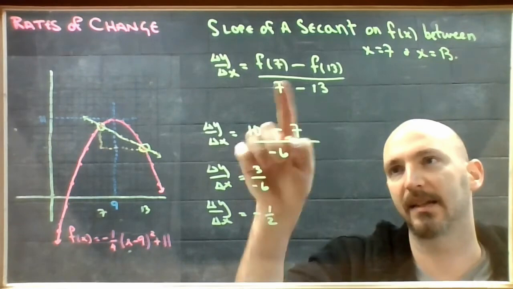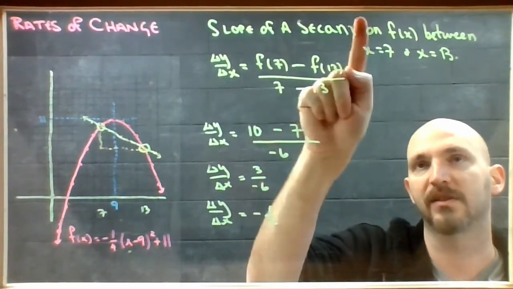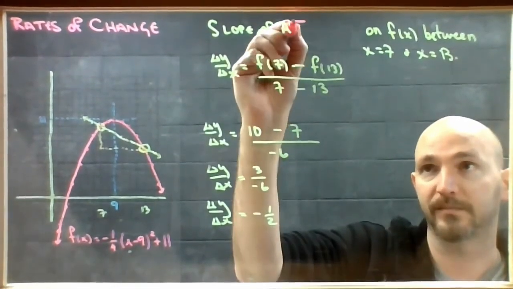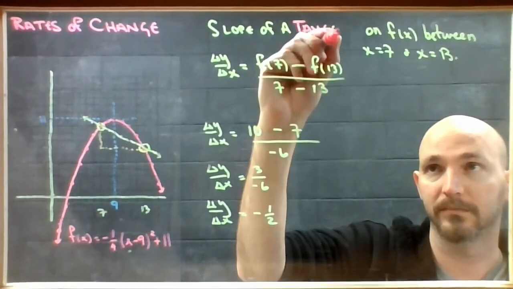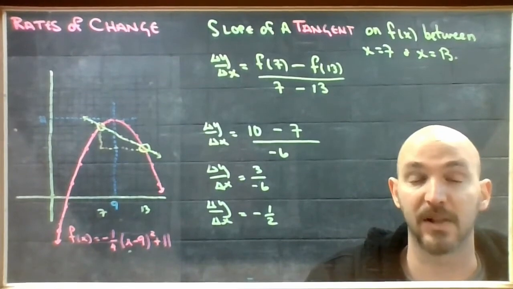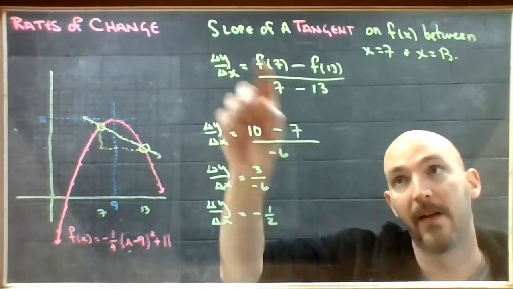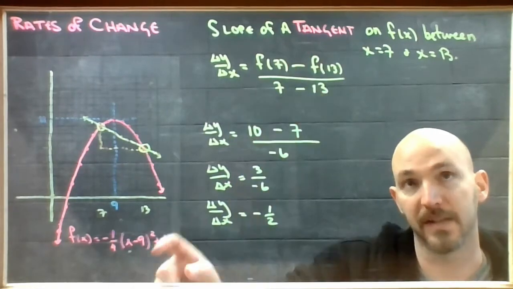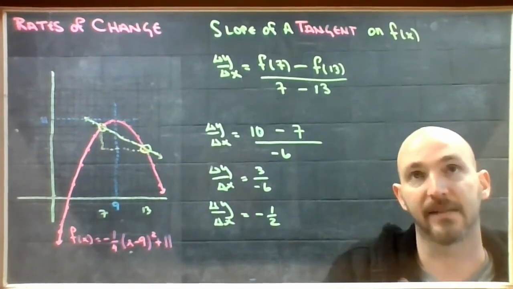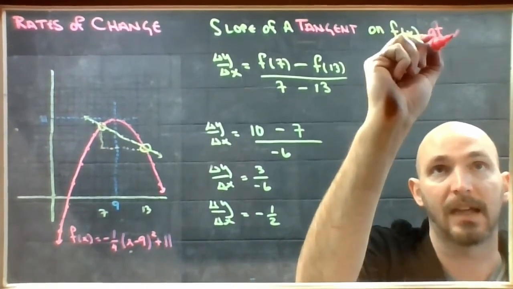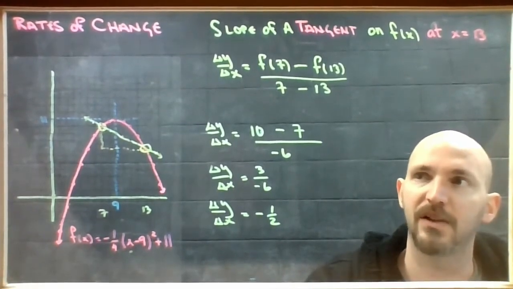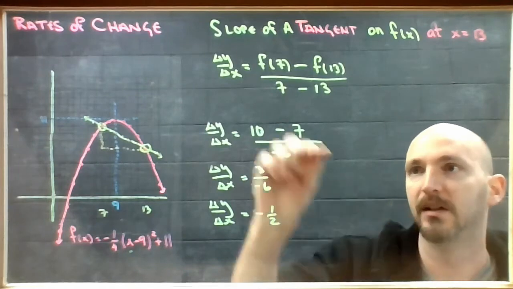So if I were to take this formula then and change it so that it's the slope of a tangent. Now that's a line that just grazes the curve and has the same slope as the curve at its particular point. I'm going to do the slope of a tangent on this function. Instead of between two values, I'm going to say at x equals 13.